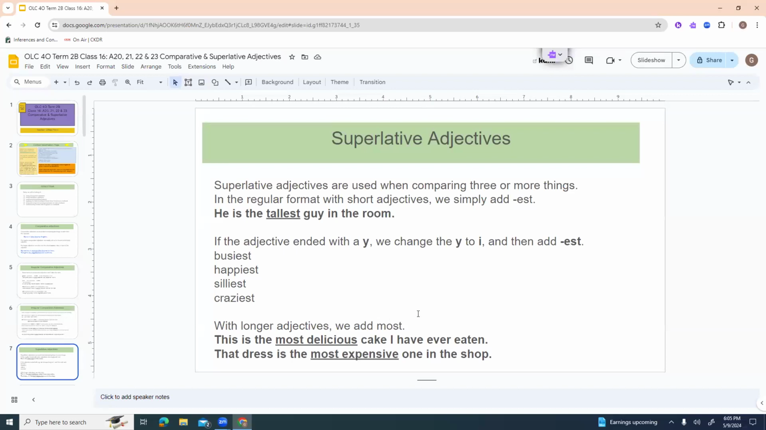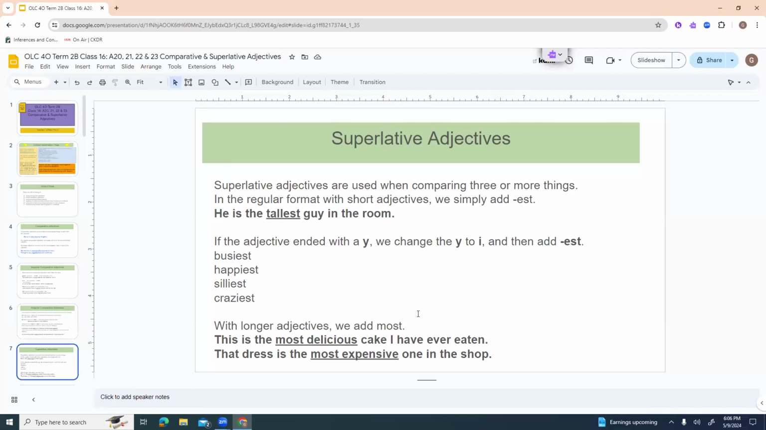Superlative adjectives. I always want to say superlative adjectives when I see this, but no, it's superlative. We say it a little different. Now, superlative is when you're comparing more than two, like three or more things. In the regular format with the short one-syllable adjectives, we simply add est. So, for example, he is the tallest guy in the room. The moment you have more than two, you have to use the superlative type of adjective.